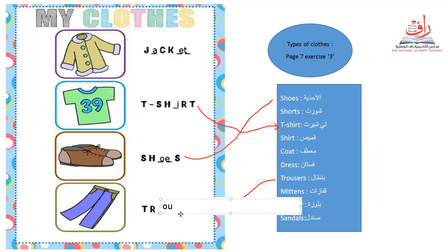Okay. Then, after S, we should write E, E-R. So it's going to be trousers. Excellent. Thank you, Aya. Good job. Please write the missing letters carefully, okay?